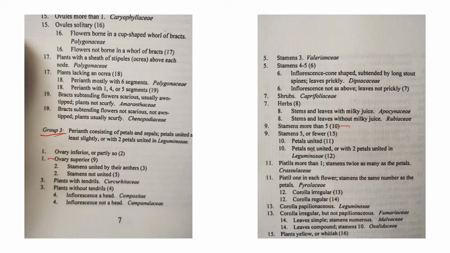We can move on to 12. And we're asking if there was a regular or an irregular corolla. Now, these petals were different from one another, and they are irregular in their shape. So we're going with 13 and asking if the corolla is papilionaceous, and it is, and we're going to talk about what that means. And so we see that this is in Leguminosae or Fabaceae.